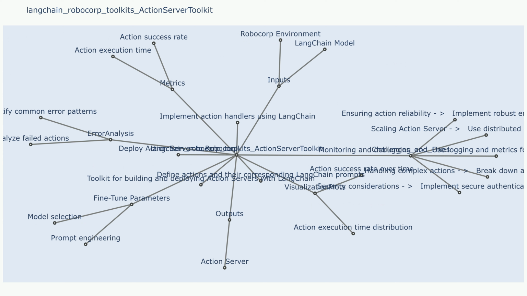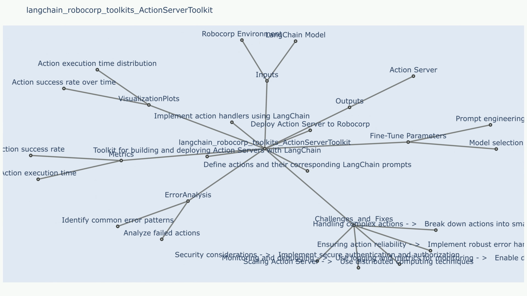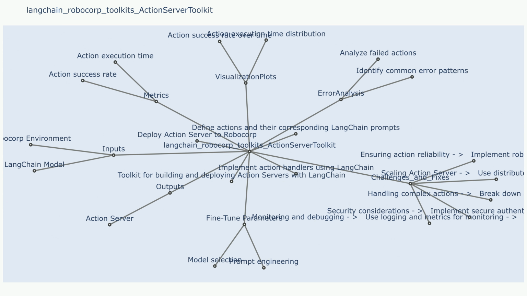Inputs. Langchain agent. This is the Langchain agent that you want to deploy to the action server. The agent can be a basic chain, a tool using agent, or a more complex agent architecture. Robocorp Action Server Configuration. This configuration defines the details of the action server, where the agent will be deployed. This includes the server's address, port, and authentication details.